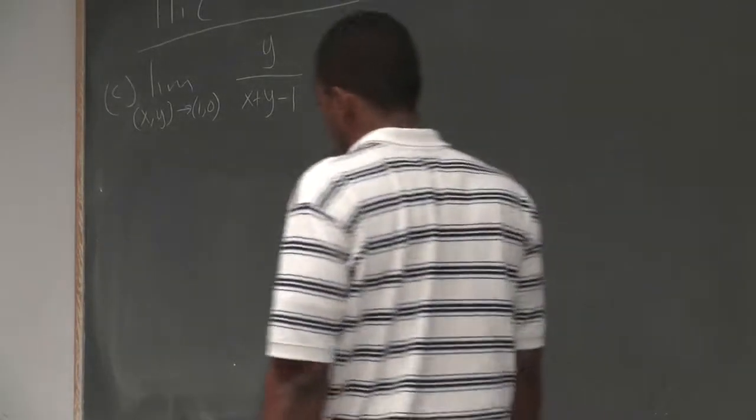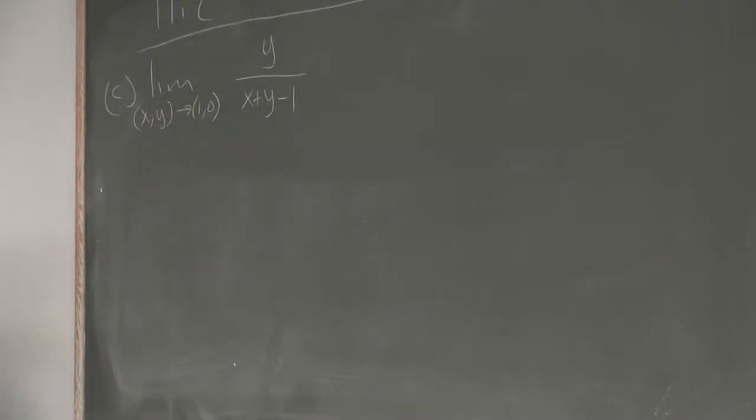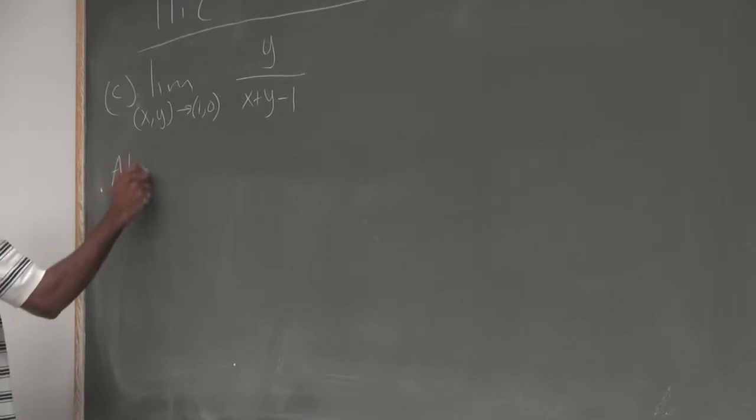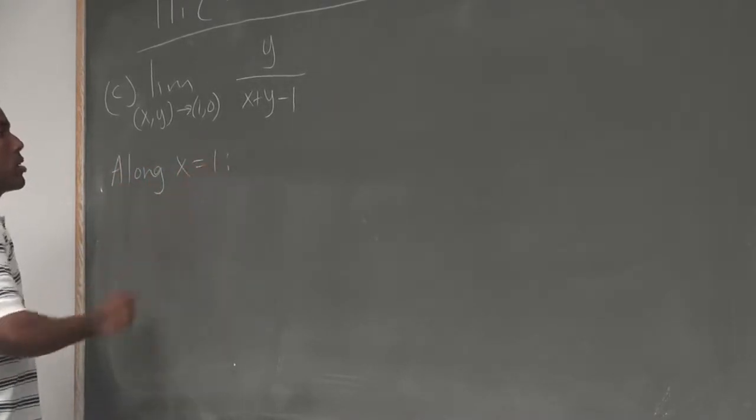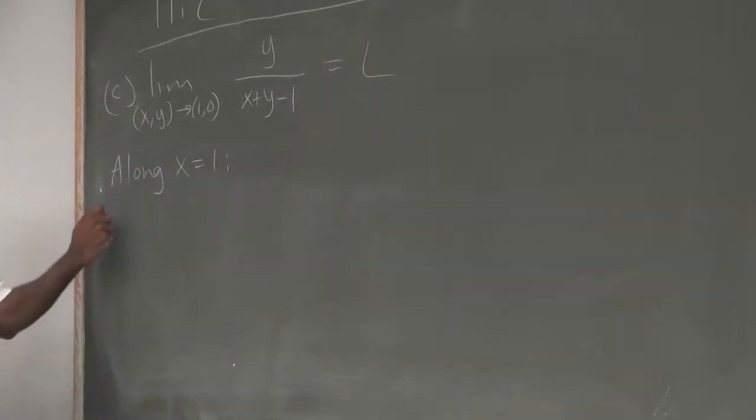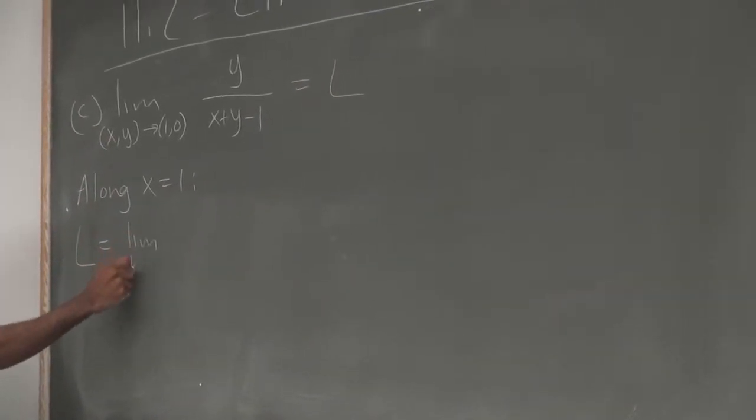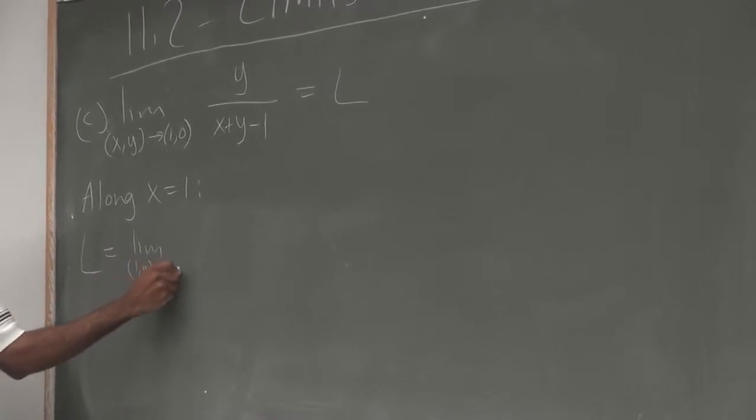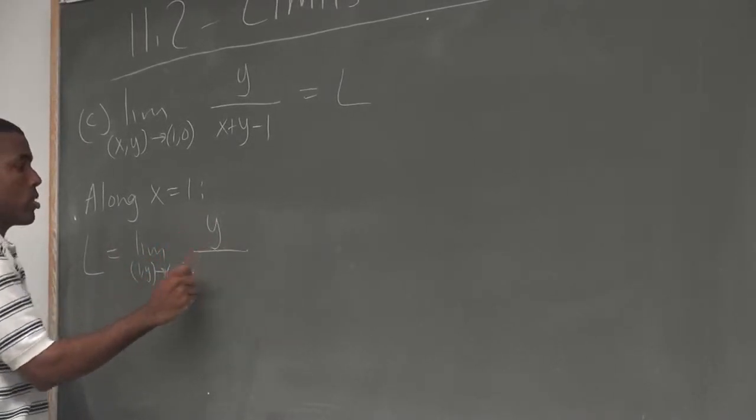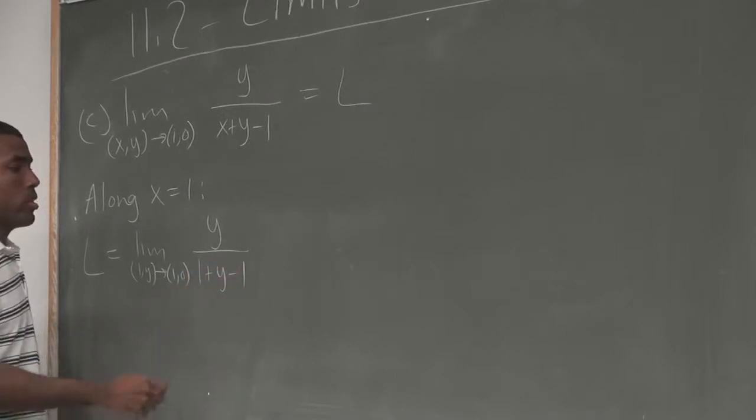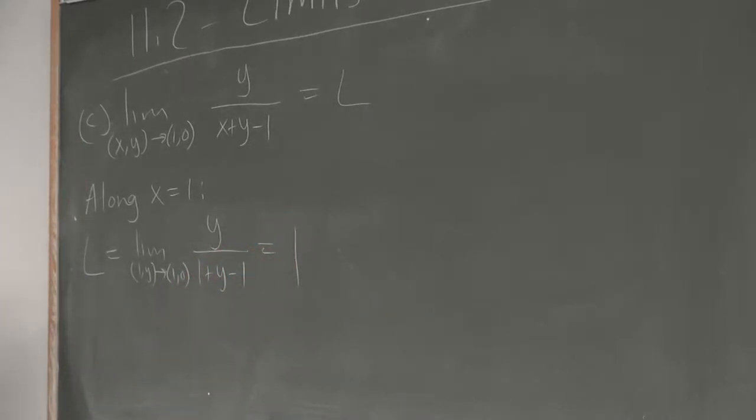Okay, ideas? I did it along x equals 1. So along x equals 1, if I call this L, L would be the limit as (1, y) approaches (1, 0) of y over 1 plus y minus 1. That just gives you 1. Okay, what was your other path? Y equals 0. Along y equals 0, fixing x equals 1, probably.